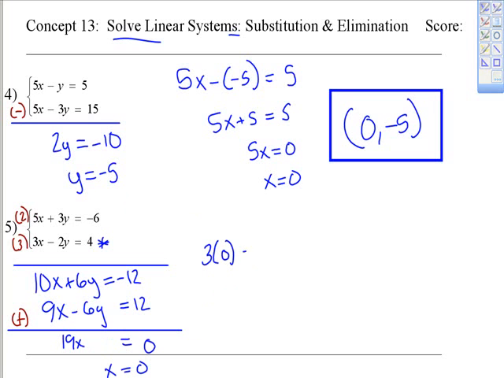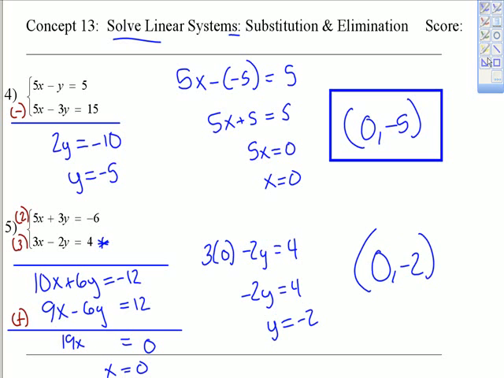3 times 0 minus 2y is equal to 4. This will help us find the y. 3 times 0 is 0, so negative 2y equals 4. We divide by negative 2, y has to be negative 2. So we found the point (0, negative 2) for the solution of number 5.